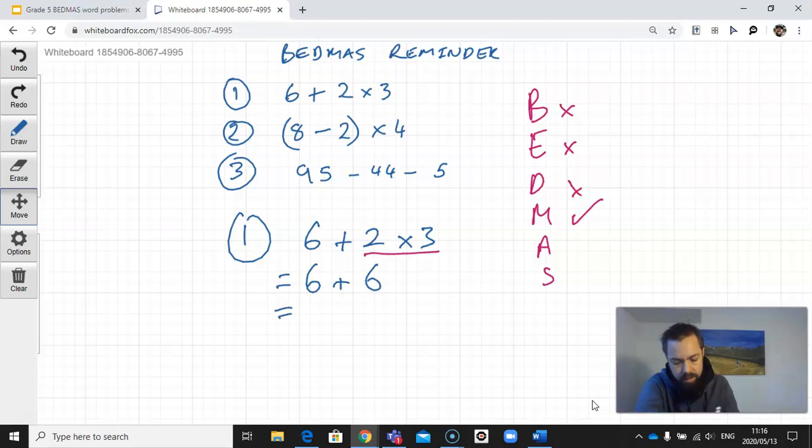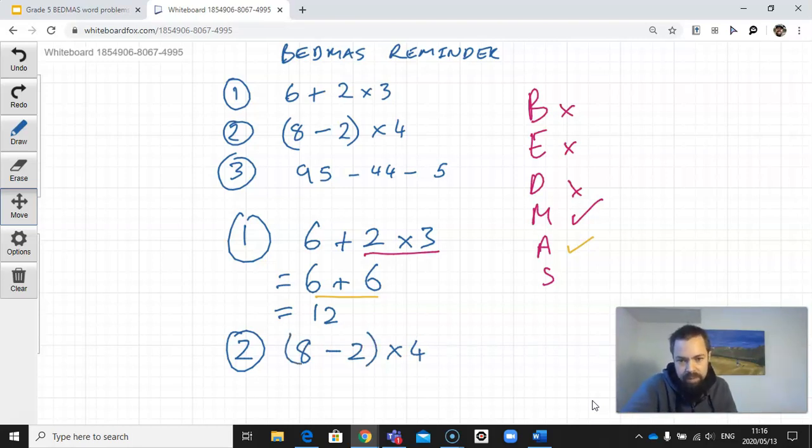So now I've got 6 plus 6. The only thing I'd have left now is addition, so I'm going to do that, and 6 plus 6 is 12. That's the kind of mental arithmetic we practice daily. There we go, there's our answer. Let's look at the second problem. I think I've got space before I move my screen up. So 8 minus 2 times 4.